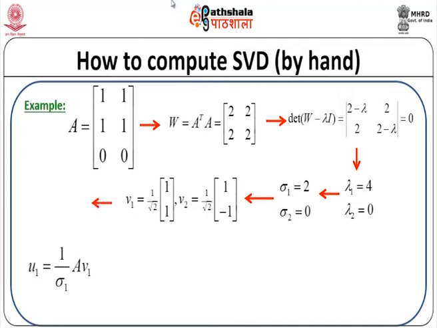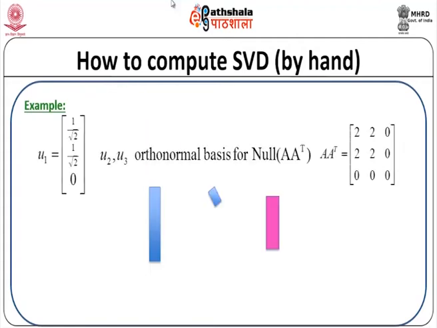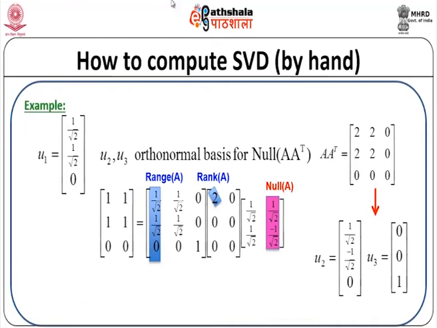Given this, I can calculate U1 equal to 1 by sigma 1 times A V1, and I can calculate this and get U1 as 1 by root 2, 1 by root 2. Given U1, U2 and U3 are orthogonal bases for the null space of A transpose. So, I get U1, U2 and U3. This is the final one: this is the range of A, this is the rank of A, and this is the null space of A.